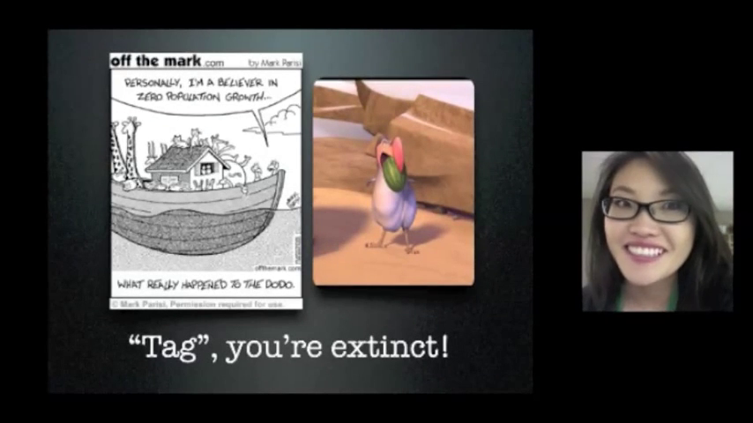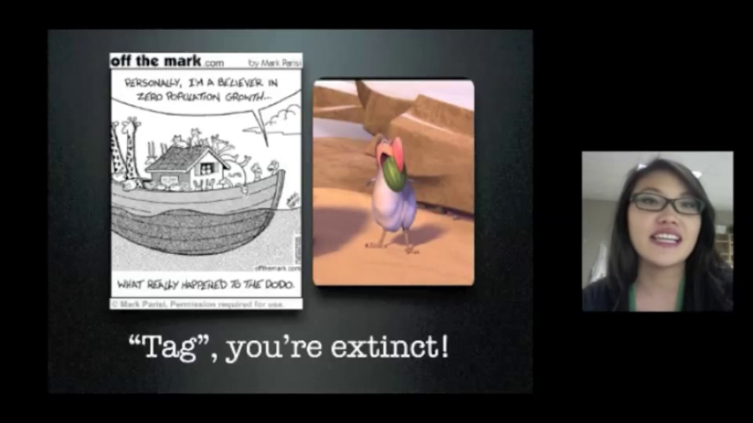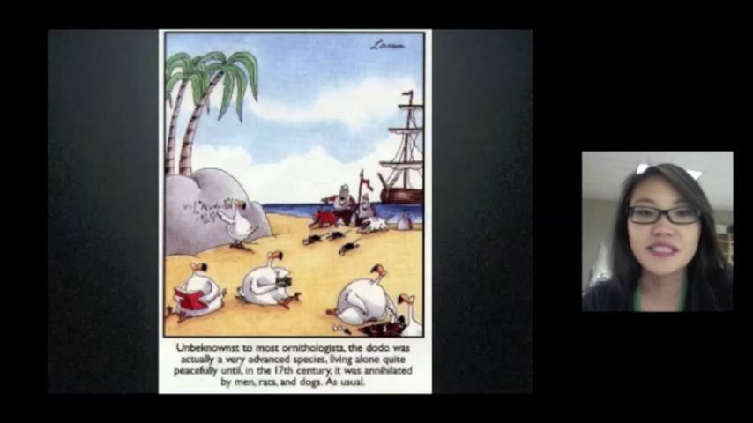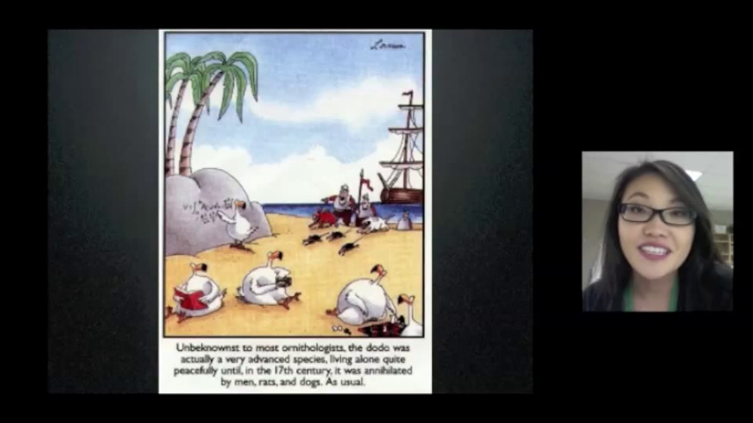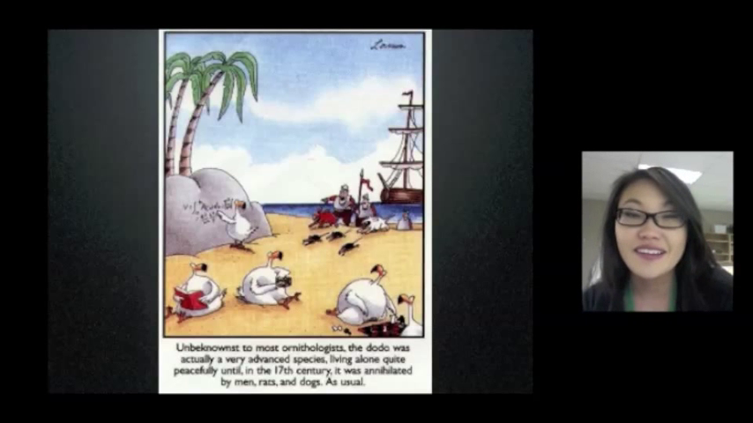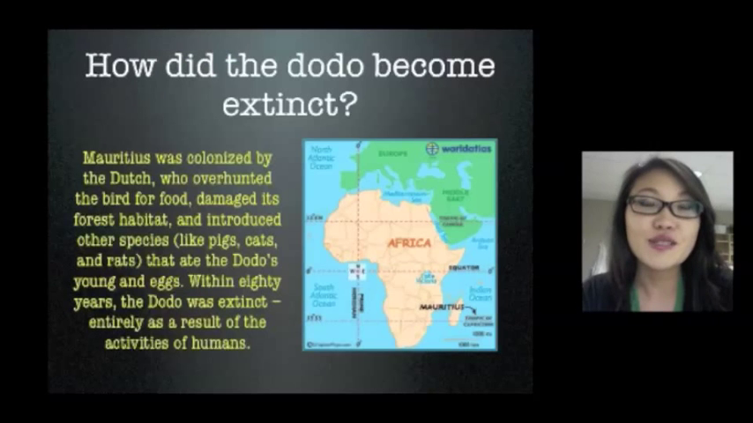Tag, you're extinct. So if you haven't already realized, our topic today is going to be extinctions and the different classifications of species. Unbeknownst to most ornithologists, these are people that study birds, the dodo was actually a very advanced species living alone quite peacefully until in the 17th century it was annihilated by men, rats, and dogs, as usual. So if you're wondering, how did the dodo become extinct?